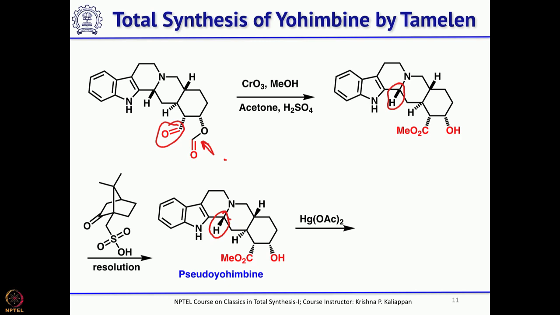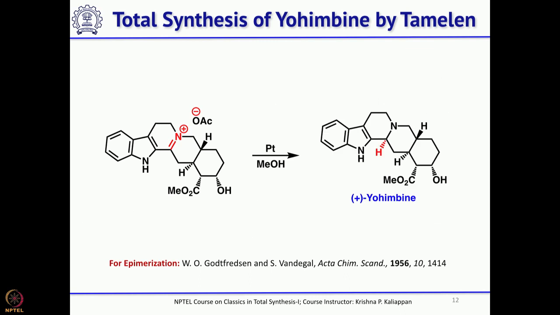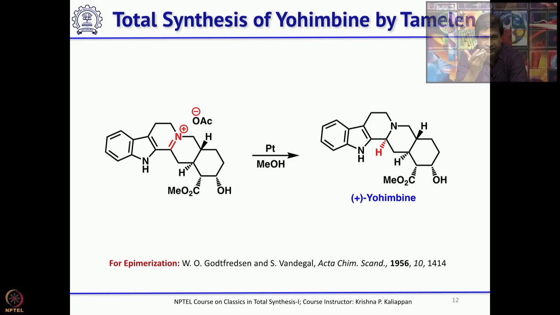And it is known in the literature, earlier when they did isolation of Yohimbine, that this stereocenter can be inverted by treating with mercuric acetate. So when you treat with mercuric acetate, it forms this iminium ion, this iminium acetate. That iminium acetate, if you reduce it, then the hydrogen comes from alpha. So that is what he did.